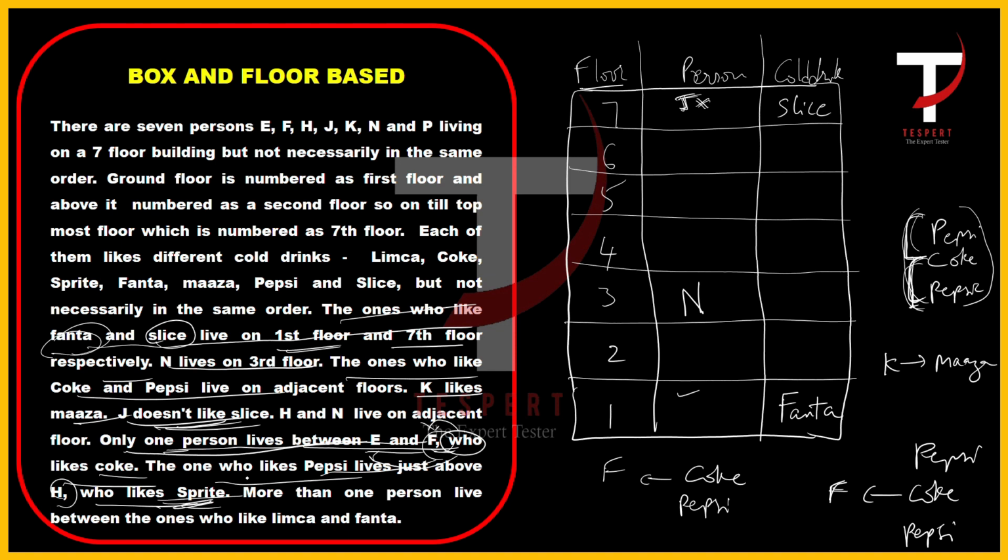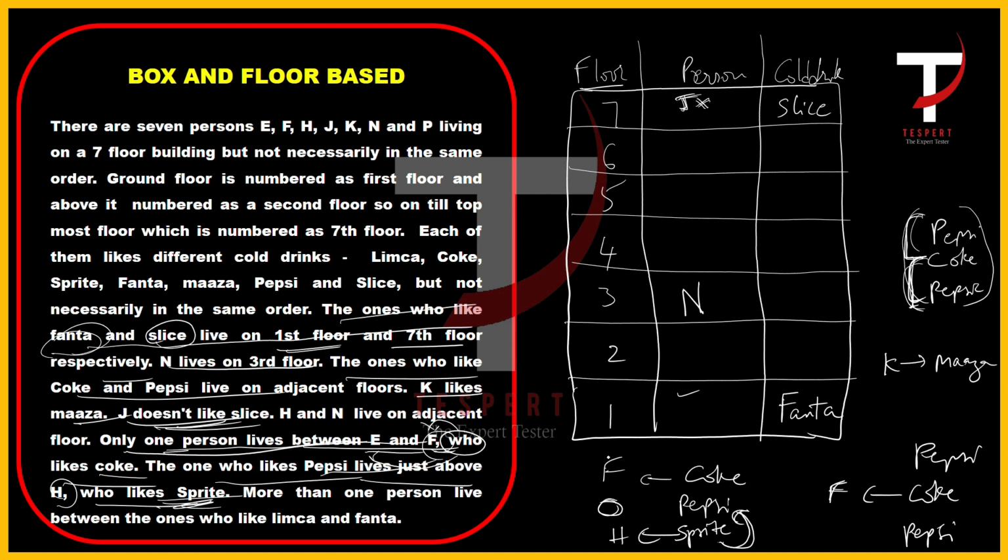So H likes Sprite, right? So Sprite is liked by H, in which the one who likes Pepsi lives just above H. Okay, so this guy who likes Pepsi lives just above H. That means just above Sprite. And still, only one person lives between E and F, right?